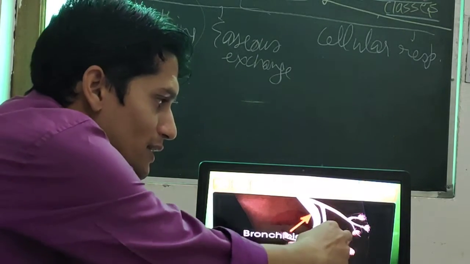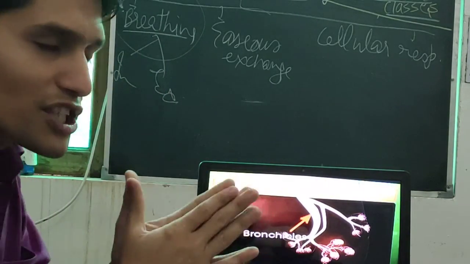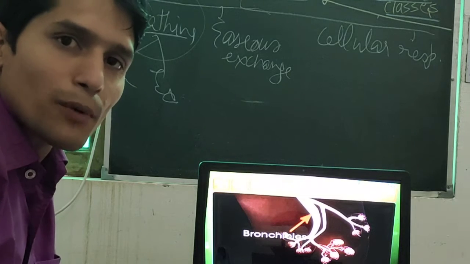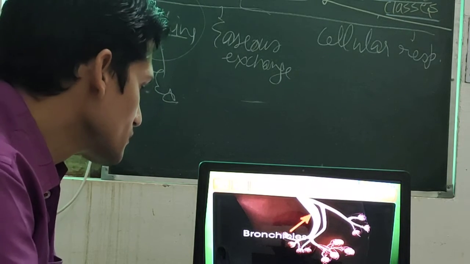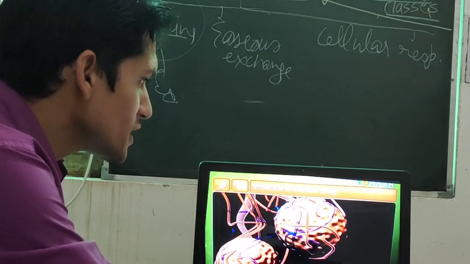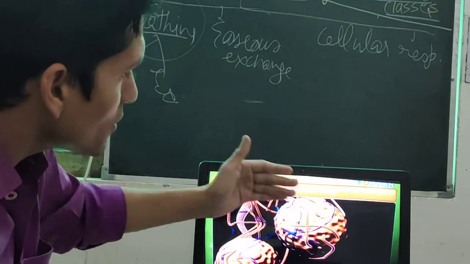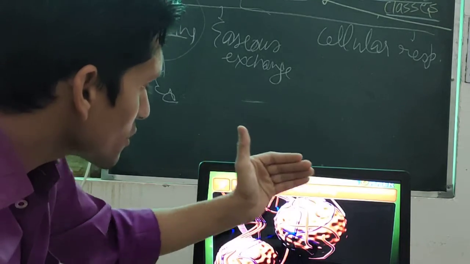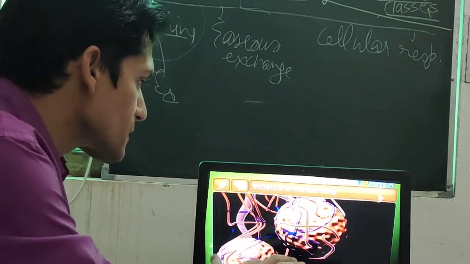These are called alveoli. They contain blood vessels where gaseous exchange takes place through the process of diffusion. In the alveoli, blood vessels are present with blood. Oxygen is mixed into the blood through the process of diffusion.